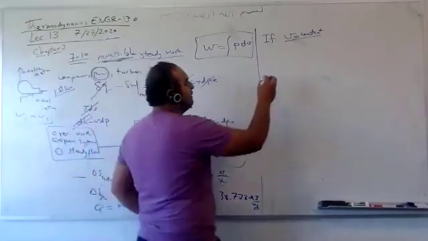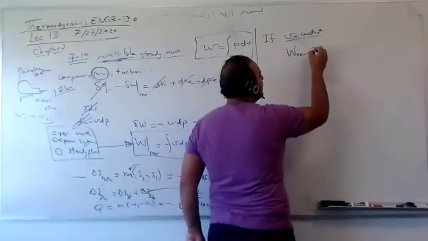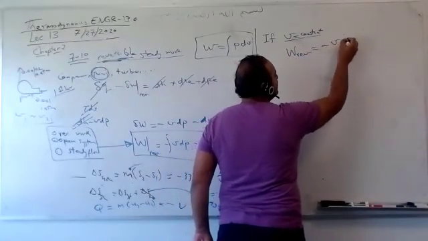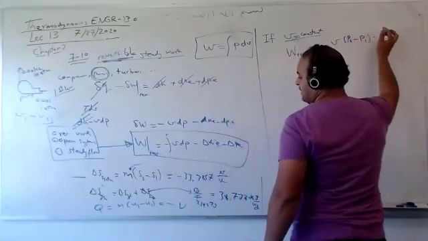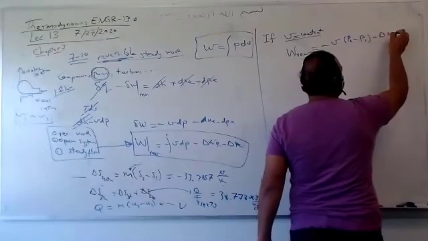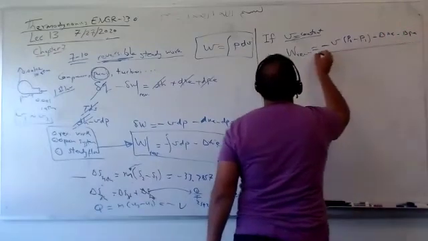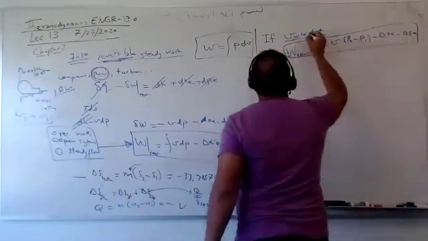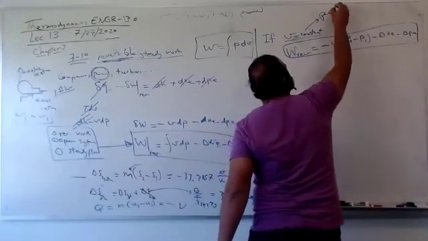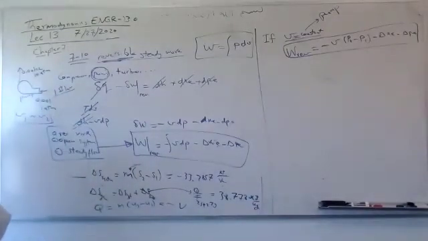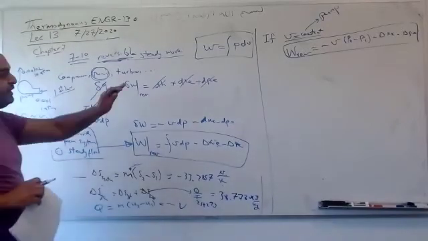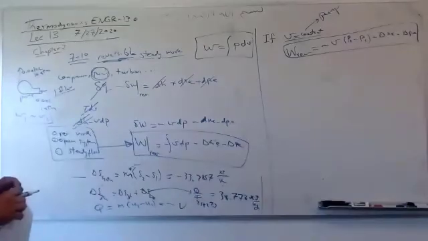So W reversible can be minus V, which is constant, times delta P, P2 minus P1, plus or minus delta kinetic energy minus delta potential energy. This is the reversible work if you have constant volume. Very famous, the pump. You will see it a lot when you go to the Rankine cycle in chapters 10 and 11, for the regeneration. So V equals constant, like liquid.